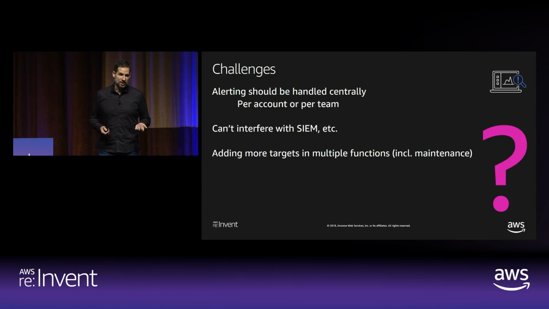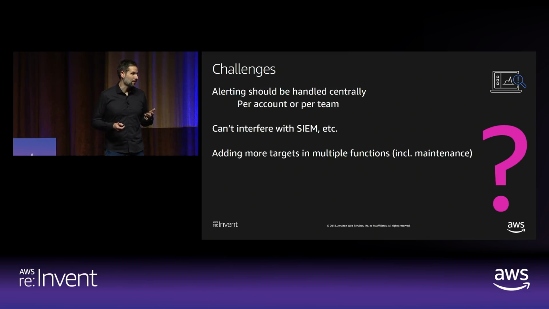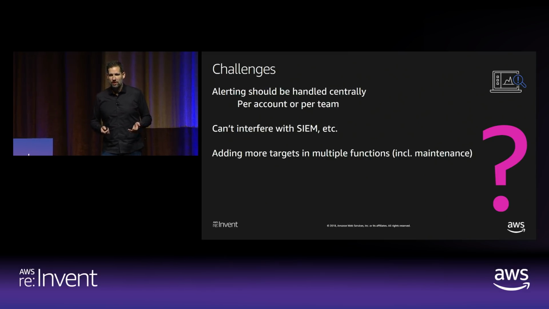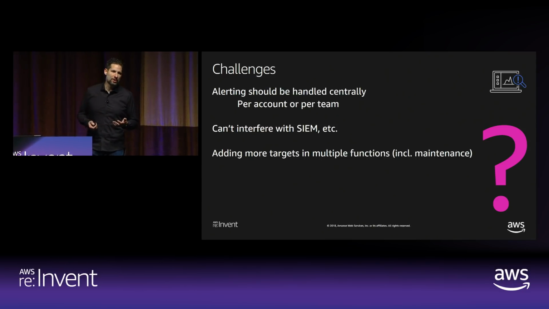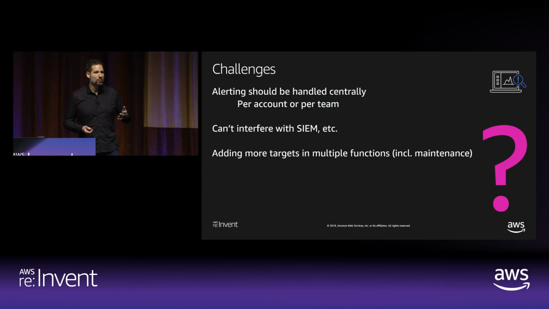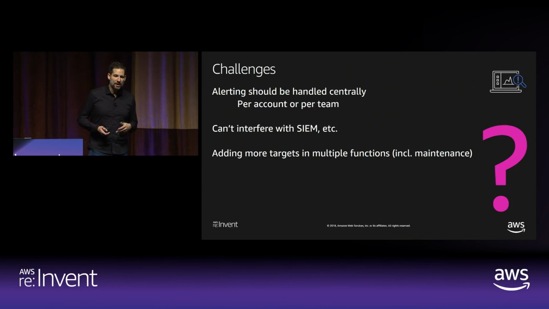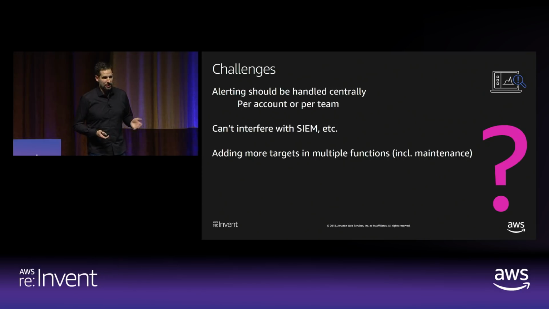Also, it can't interfere with SIEM. A lot of the customers out here, a lot of people in this room, have a SIEM already that is doing messaging as well. This doesn't replace your standard process. This is a way so you can build into your Lambda functions a simple way to get a message out about what actually happened in the situation directly from the function without going through a big SIEM process. And then the ability to add more targets, like I said.